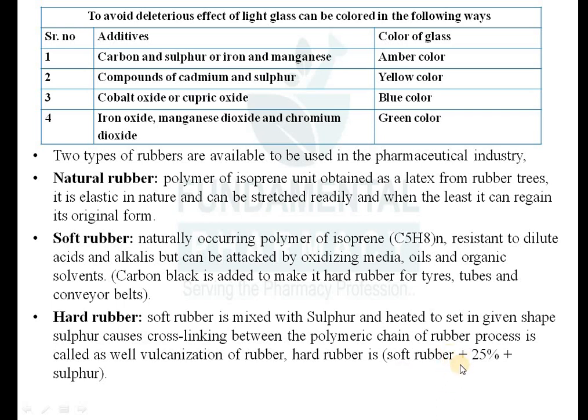Soft rubber plus 25% or more sulfur-containing rubber, that is nothing but the hard rubber. Natural rubber, soft rubber, what is it? It occurs naturally. Like the latex from the rubber tree, if you extract the latex, you will get natural rubber from there. So what is it? That is a polymer of isoprene, C5H10.